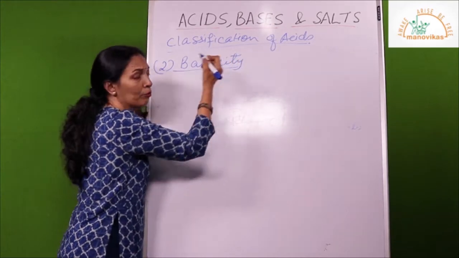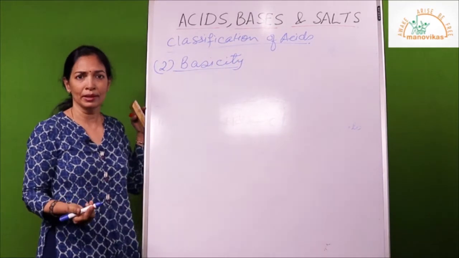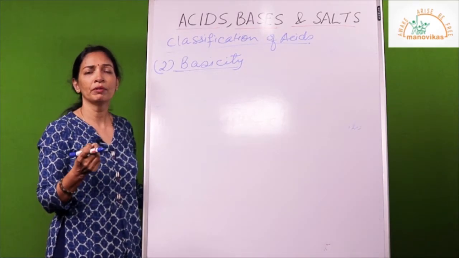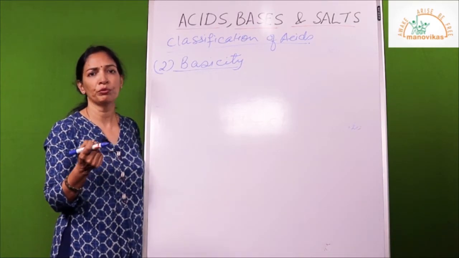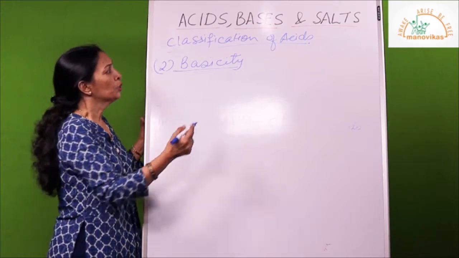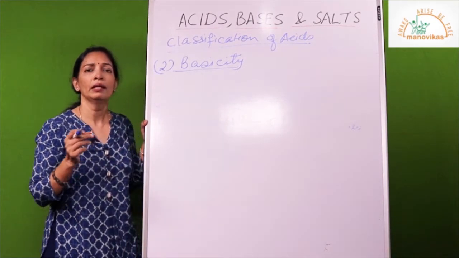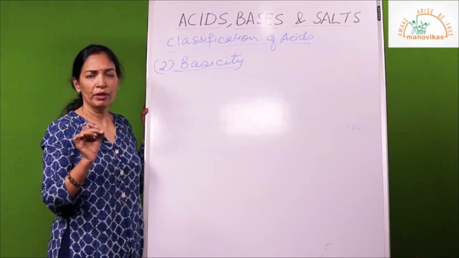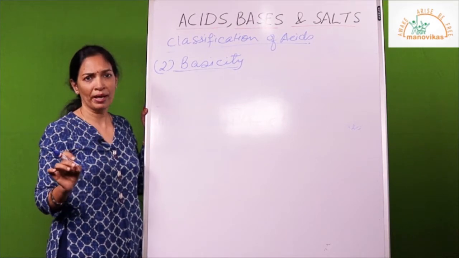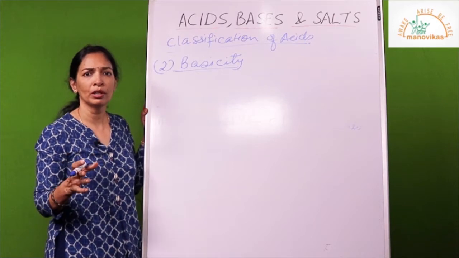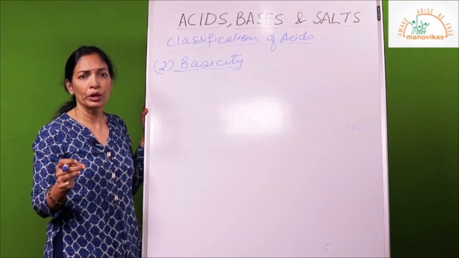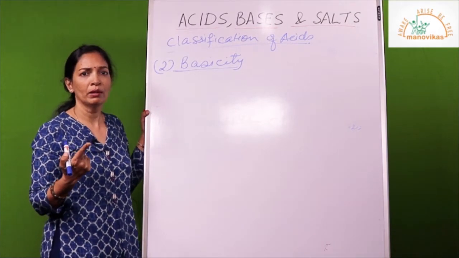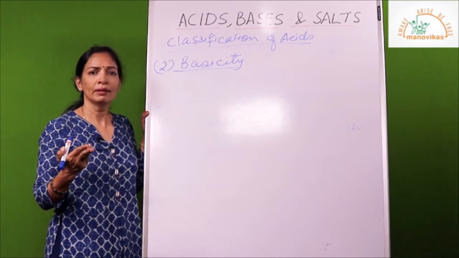Now acids have basicity. Why is it called basicity? It shows that one molecule of acid combines with how many molecules of base to form salt and water. So basicity of an acid can be defined as the number of hydronium ions furnished by one molecule of acid when dissolved in water. If one hydronium ion is furnished, basicity will be 1, if two then 2, if three then 3 and so on.